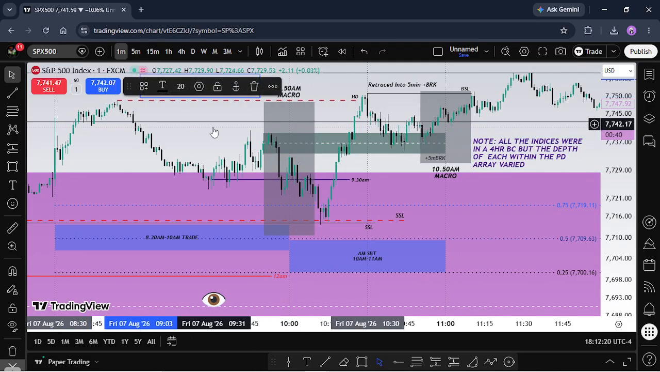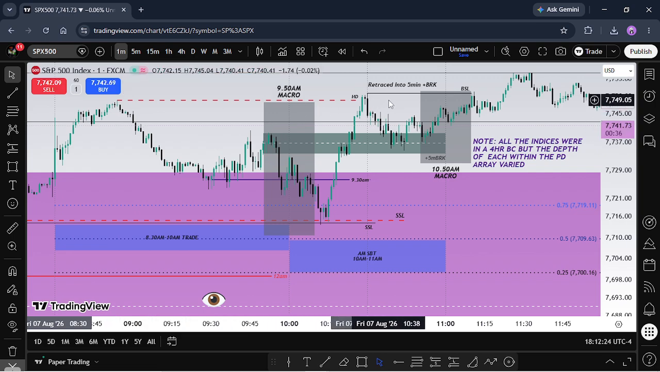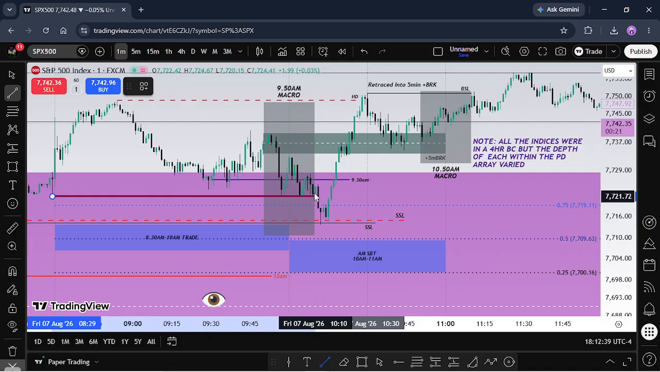Let's check. Okay, so we can delete this. We don't really need that information anymore. What else do I need to delete? Okay, I deleted that because it was taking a lot of chart time. Okay, the price took this liquidity. Okay, wonderful stuff. Let me mark this liquidity.